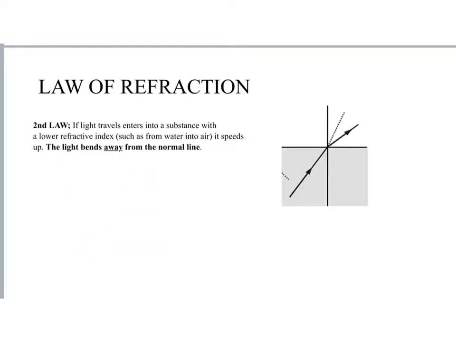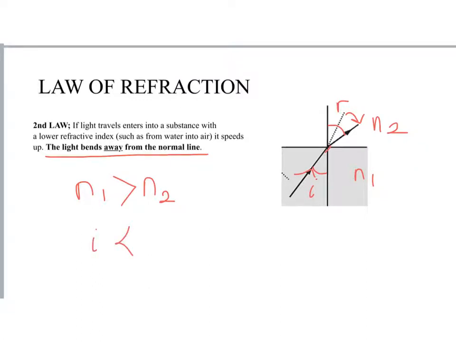refraction. The second law, if the light travels into a substance or medium with a lower refractive index, then it will bend away from the normal line. This is the angle of incidence. The light coming from, let's say, N1 to N2, and N1 is bigger than N2. So you see it bends getting away from the normal line. So this is my angle of refraction.